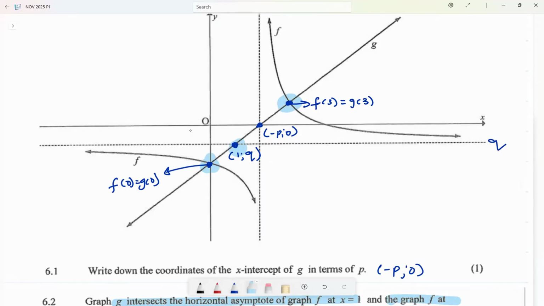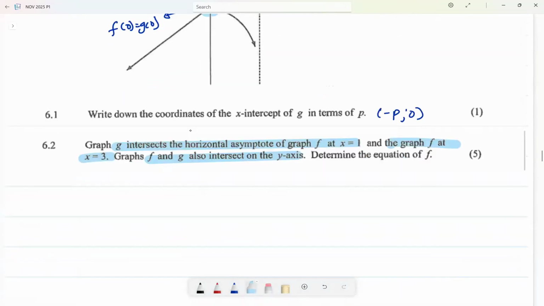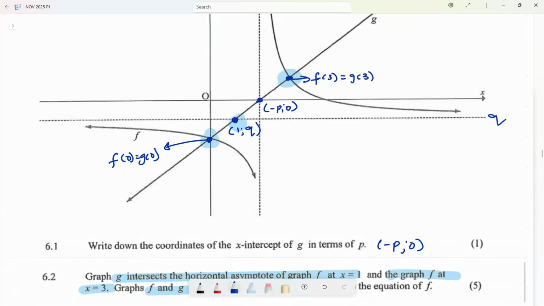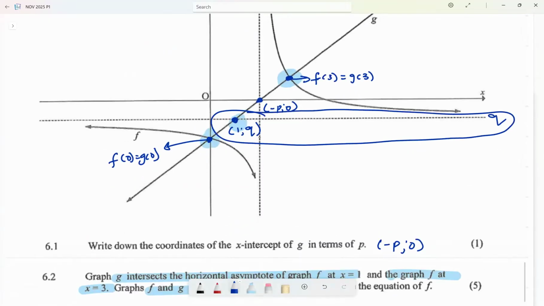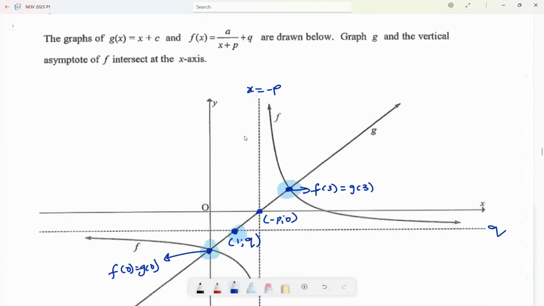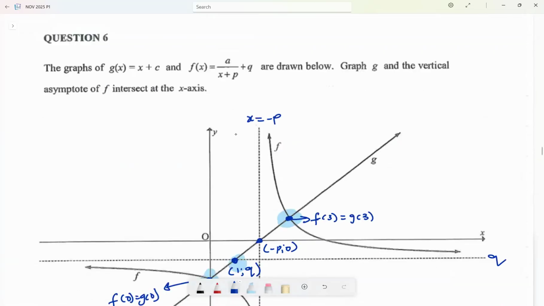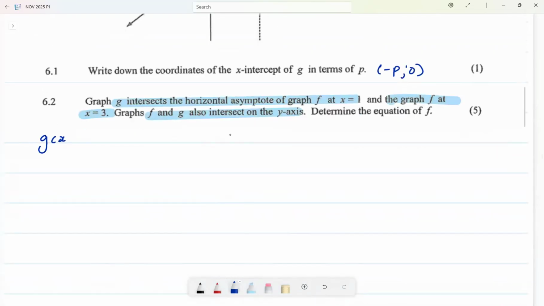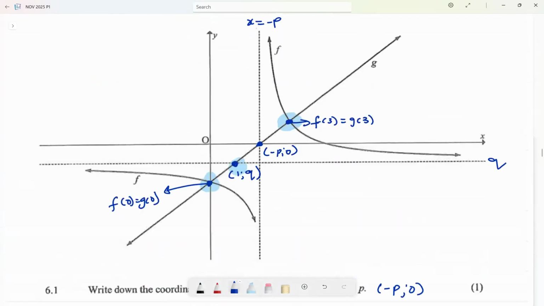Okay, now let's see. How can I determine the equation of f? So the first information that I can use is this one. I can substitute this first point on the graph of G. So g of x is equal to x plus c. So I'm going to substitute the point 1 and q. Where do I take the point 1 and q? This graph intersects the horizontal asymptote at q when x is equal to 1.